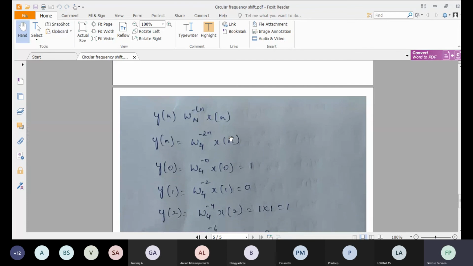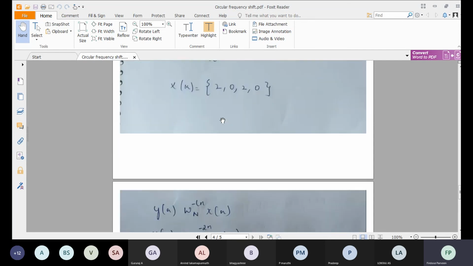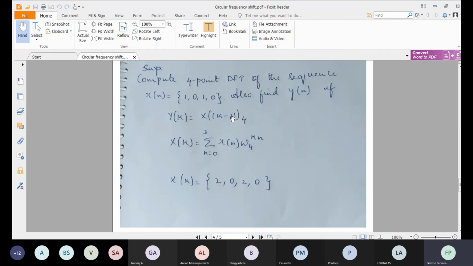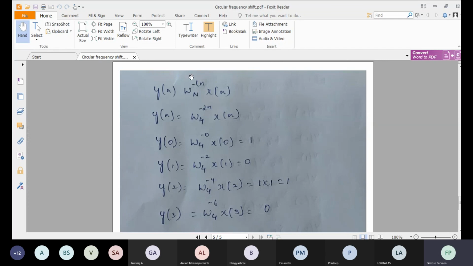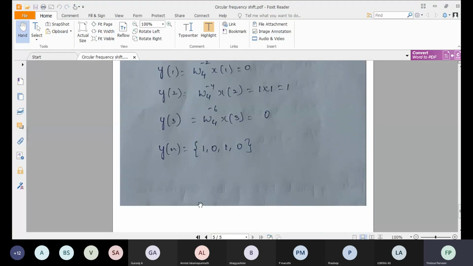So y of n is equal to what? It is nothing but the circular frequency shift formula. Y of n is equal to W N to the power of minus ln into x of n. What they have given is k minus 2, so 2 is L here. So W4 to the power of minus 2n into x of n. You all know the given sequence, so y of 0, y of 1, y of 2, y of 3, you all find out and write down the sequence.